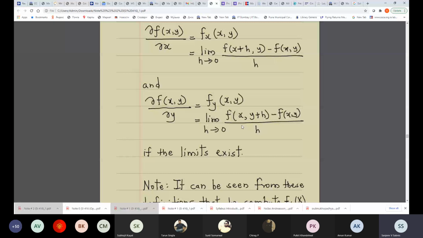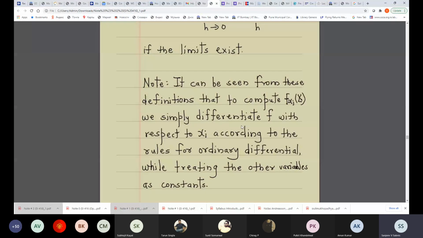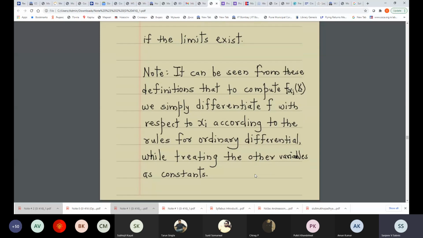Okay, so it can be seen from these definitions that to compute the derivative of f with respect to the ith element of the vector x, we simply differentiate f with respect to xi according to the rules of ordinary differentiation, by treating the other variables as constants.